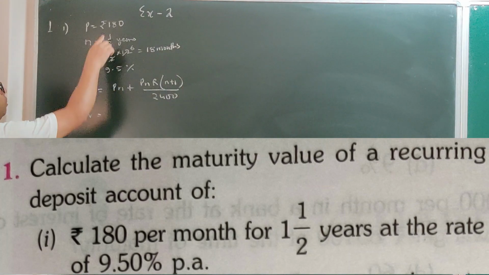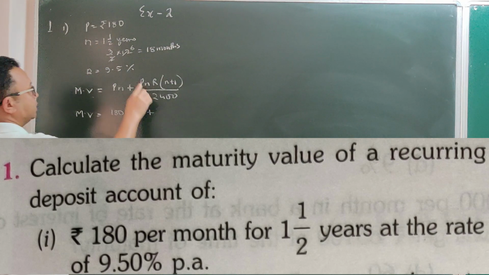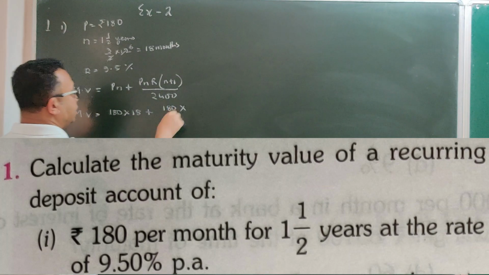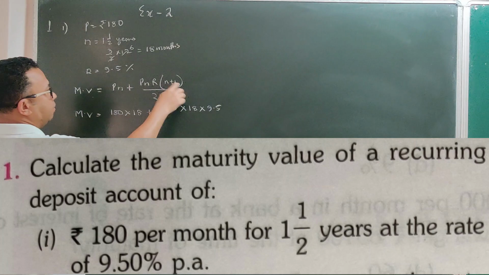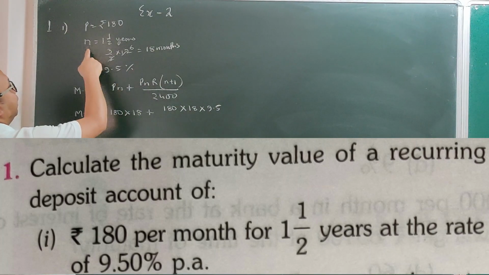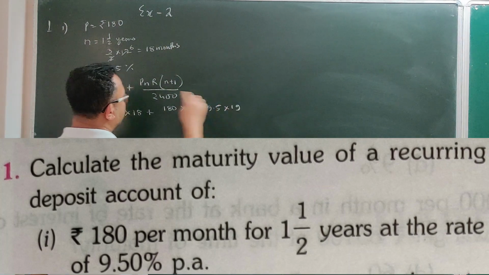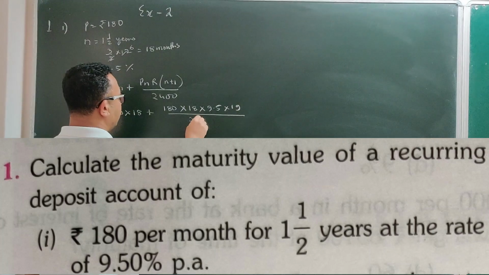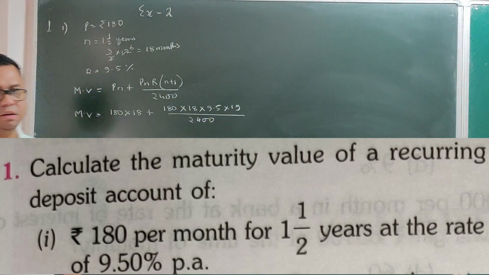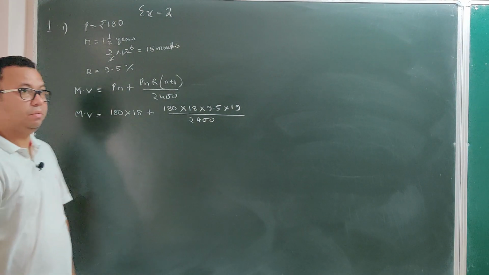Maturity value equals P. Our P is 180 rupees, n is 18. Plus again P is 180 into n is 18, rate is 9.5, and n plus 1. If n is 18, then this is 18 plus 1, which will be 19, always one more than whatever is the value of n. So 19, then over 2400. Maybe a little problem in the calculation, because a complex calculation has come, but that multiplication and division, I'm sure you will be able to manage.